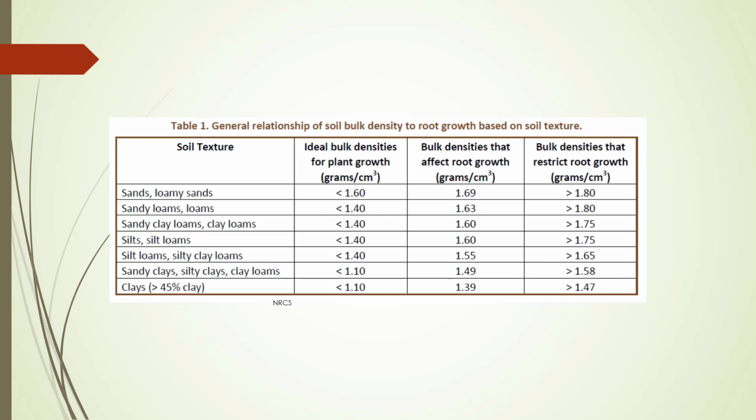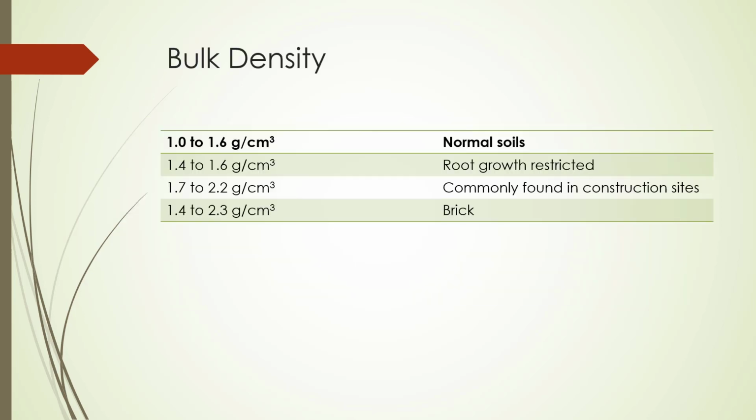So here's the general relationship of bulk density to root growth based on soil texture. Ideal bulk densities for clay soils would be 1.1 grams per centimeter cubed. And then it doesn't take long as the bulk density gets heavier for root growth to be restricted. So 1.0 to 1.6, that's going to be normal soils. 1.4 to 1.6, you're going to start seeing some root restriction.